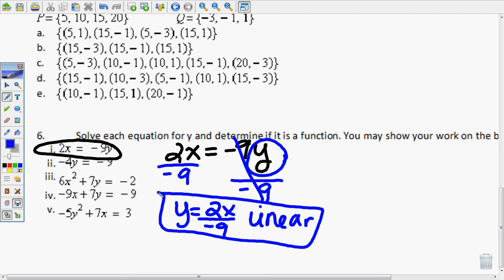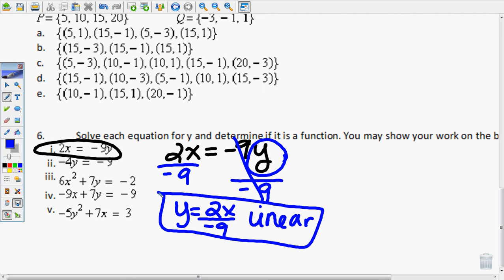So we went over all the 3 major inverse operations, right? Opposite of addition is subtraction. Opposite of multiplication is division. Opposite of squaring something is the square root. This is multiplication, right? If I have a number and a variable, that is implied multiplication. So the opposite of multiplication is division. When I divide one side, I have to divide the other side. So what I'm left with is 2x over negative 9.